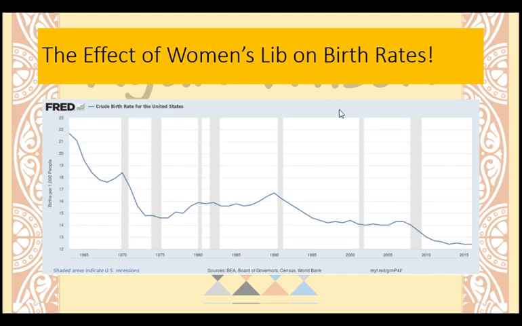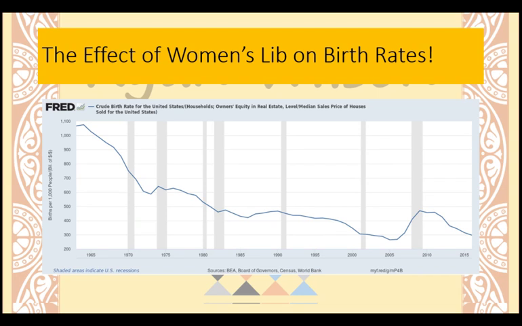And here's the crude birth rate again. So now here's the crude birth rate divided by the owner's equity divided by the median sales price. So basically our statistic that we had in the previous graph, owner's equity divided by sales price, which told us how much our wealth is growing for investing in real estate. It's really just a wealth measure, but the crude birth rate divided by the wealth measure is telling us something.